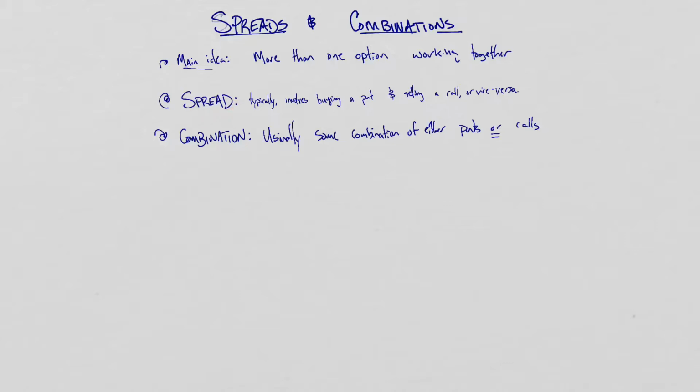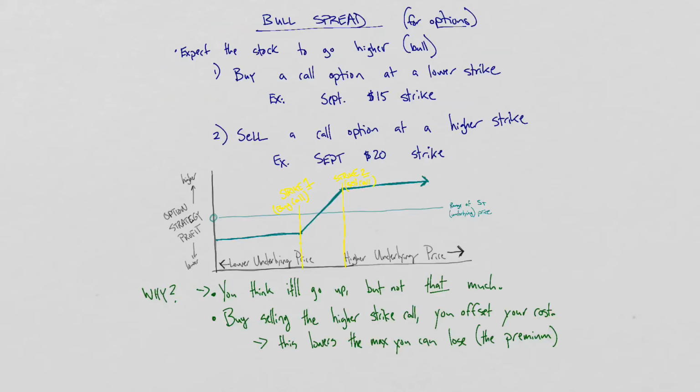A spread typically involves buying a put and selling a call on that ticker at the same time. Of course, one might be a different strike price or a different date of expiration, and we'll see how that works in just a minute. Let's take a look at a couple spread examples.